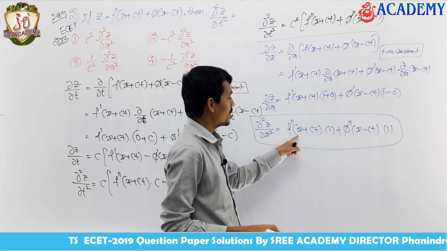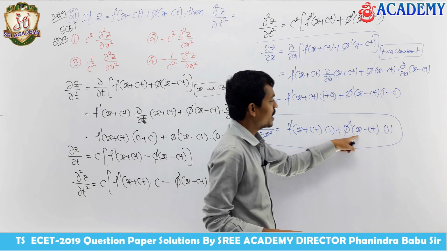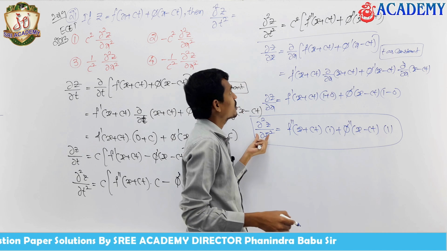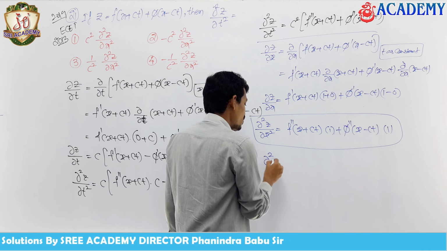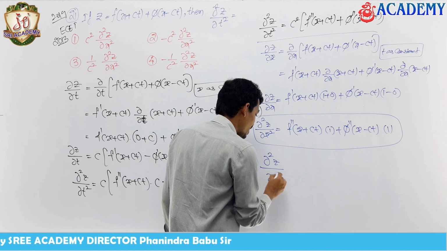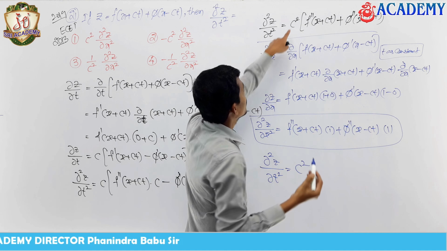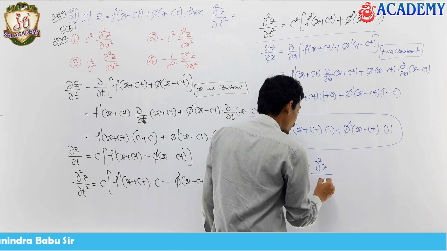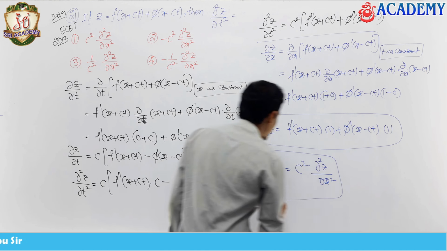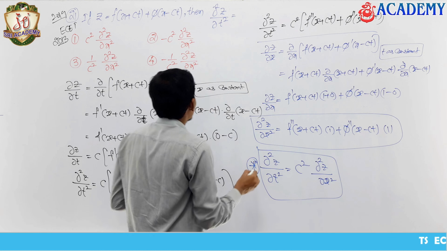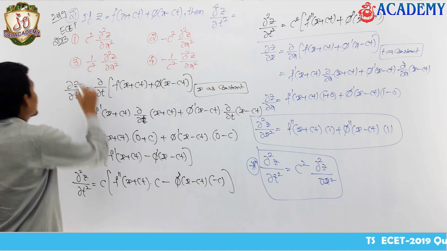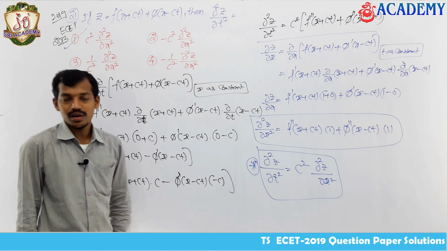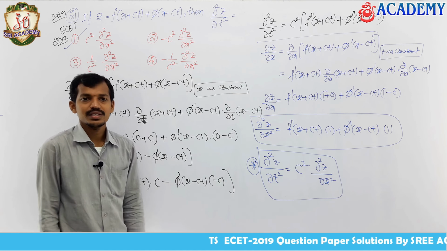Here f double dash of x plus ct plus pi double dash of x minus ct is there. That you can replace with dou square z by dou x square. That's why I am writing dou square z by dou t square equals c square into, already c square, dou square z by dou x square. Now this is going to be our answer. That is indirectly this value is going to be c square into dou square z by dou x square. This is your answer, right?